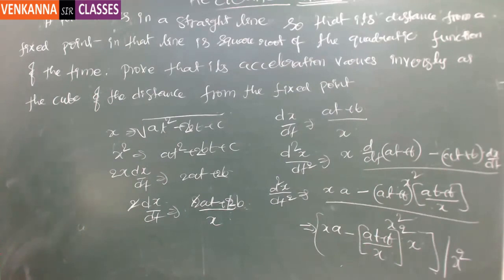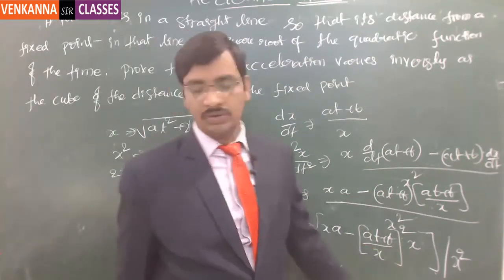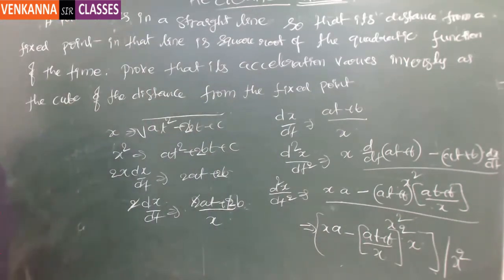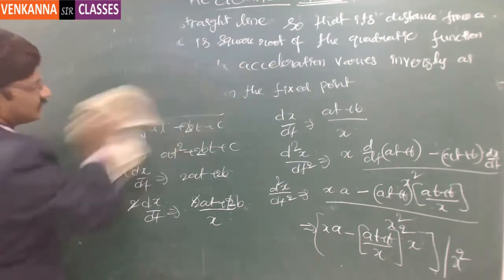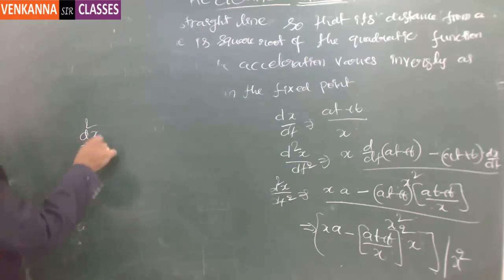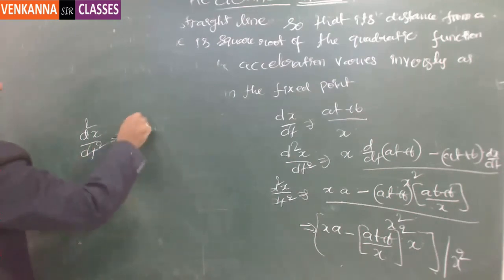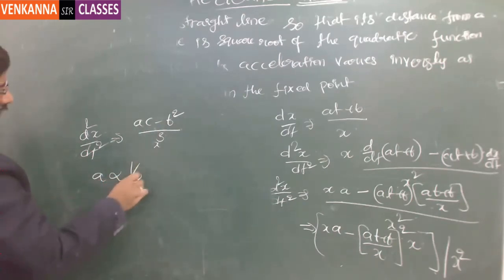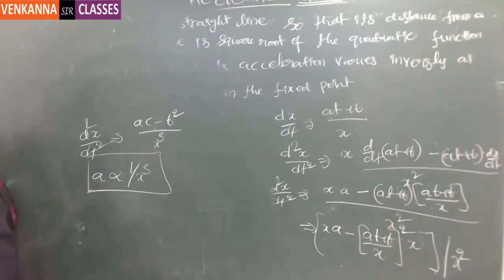Yeah, so I think Vishal already got it. After simplification, you are going to get inversely proportional to x cube. Got it? So this is how you can solve the problems. So finally, this will come as d square x by dt square is equal to, so how much? AC minus b square, yeah, AC minus b square divided by x cube, which essentially means that A is directly proportional to 1 by x cube. Got it?